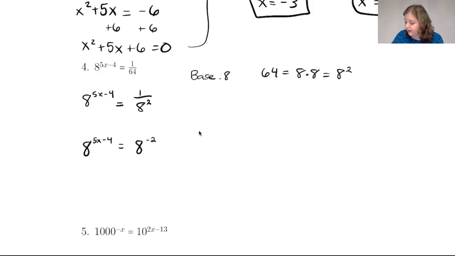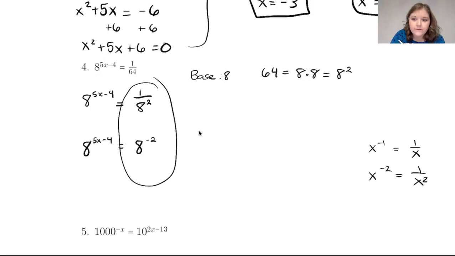So if you remember, x to the -1 equals 1/x, x to the -2 equals 1/x squared. So that's what we're doing in this step here whenever we move 8 squared to the top. You can move it to the top and make the exponent negative if that's what you need to do.